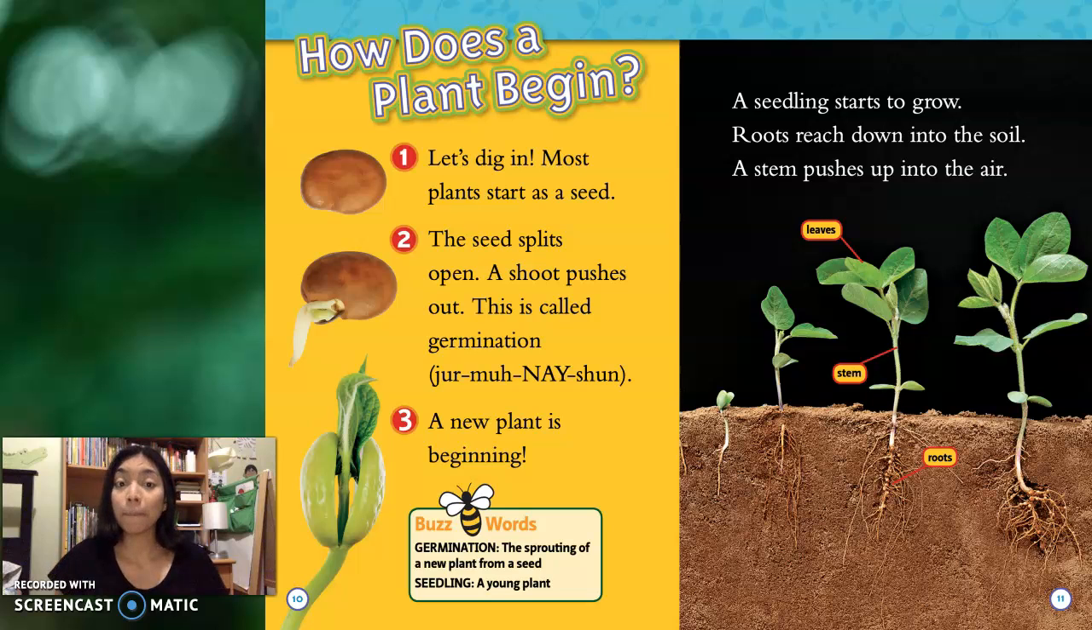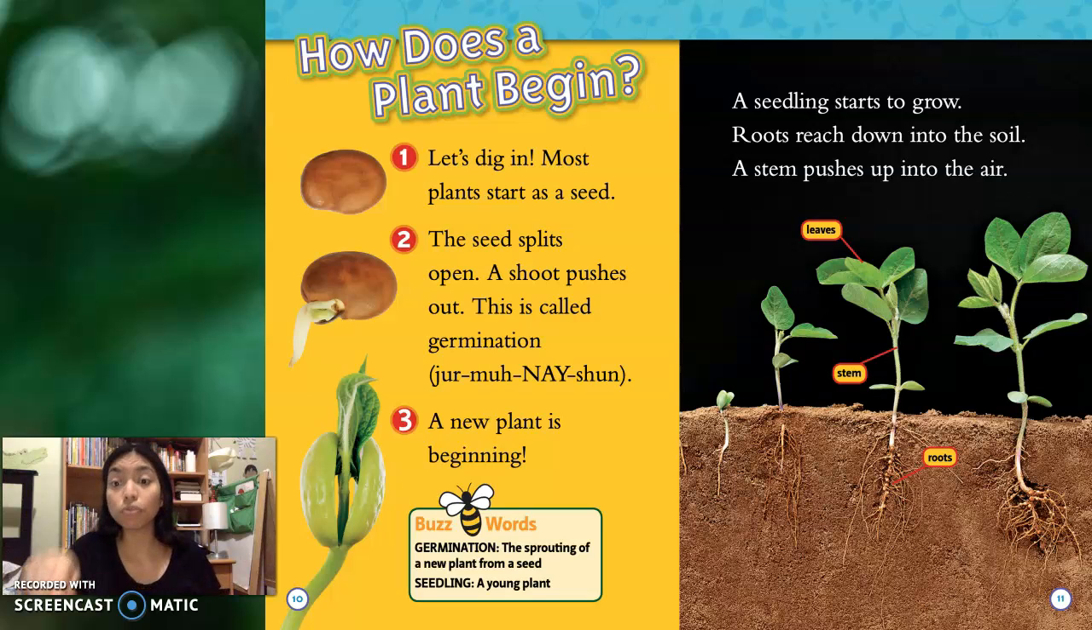How does a plant begin? So let's dig in. Most plants start as a seed, just like I said before. The seed then splits open and a shoot pushes out. This is called germination. This is when the seed is starting to grow and a new plant is beginning, okay? A seedling starts to grow.